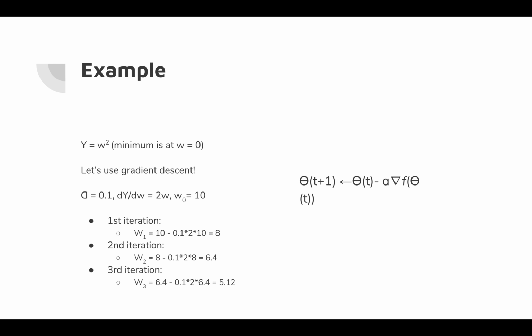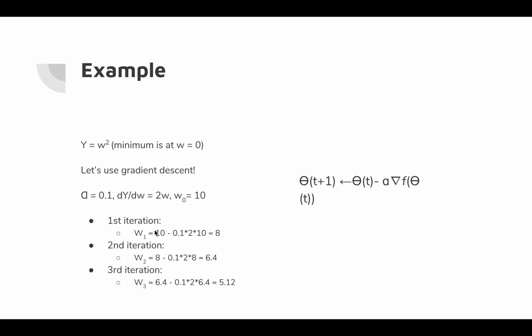Let's take a simple function, y equals w squared. And we know that this is basically a parabola, right? And so the minimum is w equals 0. But let's pretend like we didn't know this. How do we arrive at that minimum value? Well, let's use gradient descent. And I've written the formula here just for convenience. So in this case, let's say our alpha value, our learning rate, is 0.1. And the derivative of our function is 2w, and our initial w value is 10.